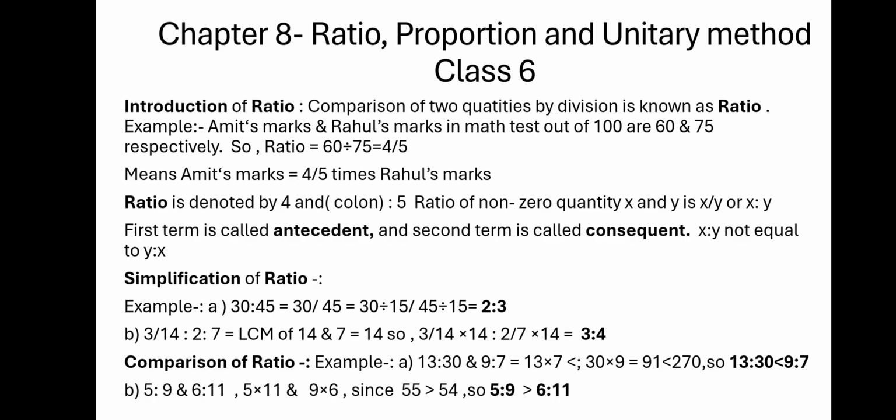So which is greater and smaller? 91 is smaller than 270. So 13 is to 30 is smaller than 9 is to 7. So whichever side is smaller, that ratio will be smaller. 5 is to 9 and 6 is to 11. Now 5 multiplied by 11 gives you 55 and 9 multiplied by 6 gives you 54. So 55 being greater than 54, the first ratio is greater, that is 5 is to 9 is greater than 6 is to 11.